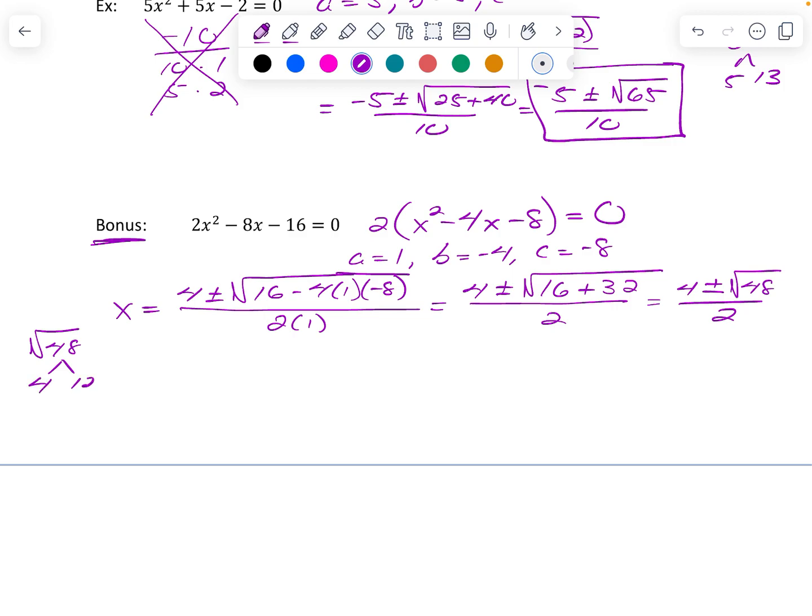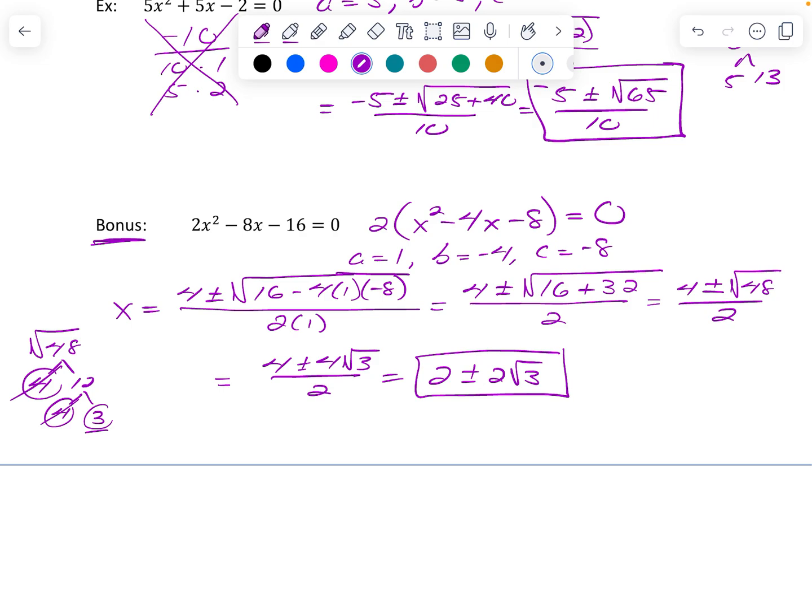So that's 4 times 12, 4 times 3. Now, I'm just going to leave my 4s like they are and cross them out. And so this can be simplified to be 4 plus or minus 4 root 3 divided by 2. Now, if I divide everything in the top by 2, final answer. And so that is a super bonus problem because not only did it involve a square root, but after factoring out the 2 to begin with, we could still simplify that square root to simplify our answer.